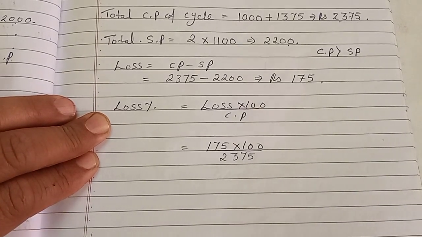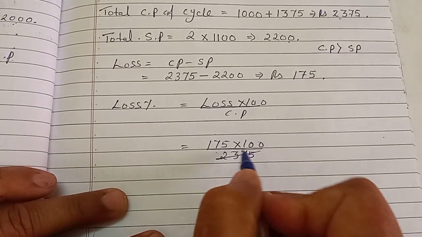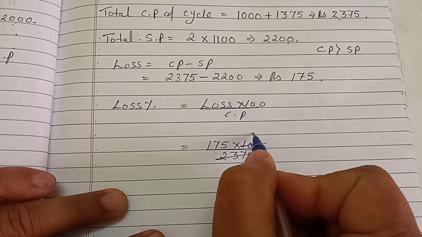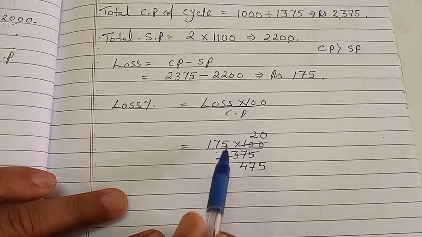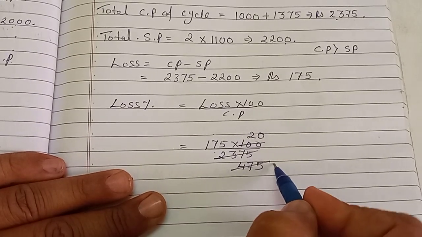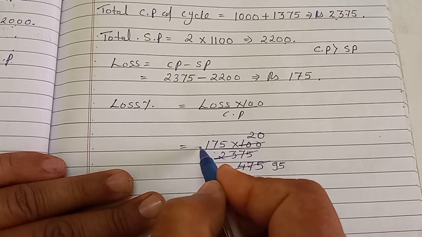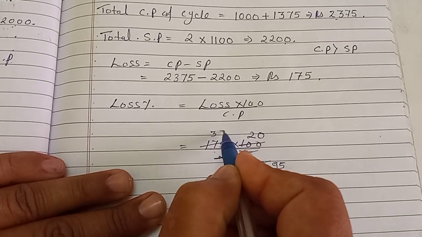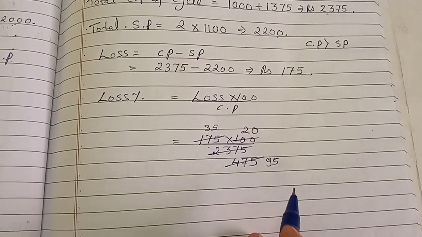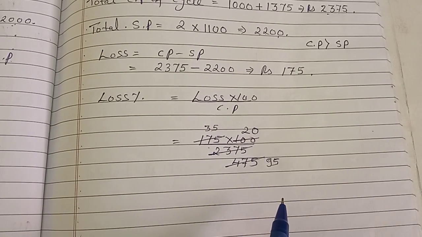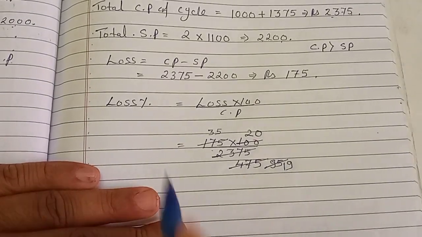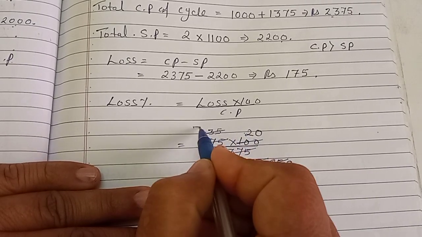2375. You cancel with the table of 5. 5 4s are 20, 5 7s are 35, 5 5s are 25. Again with the table of 5, 5 2s are 10 and 0. Again cancel 175 and 475 with the table of 5. 175 divided by 5 is 35. Again divide both, 35 and 95, with the table of 5. 5 19s are 95, 5 7s are 35.